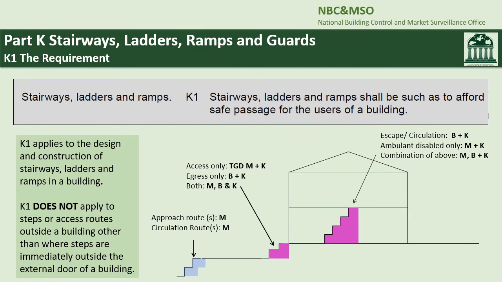Requirement K1 only applies to design and construction of stairs, ladders, and ramps in a building. K1 does not apply to access routes outside a building, but other requirements of TGDs or other statutory requirements may need to be met. The diagram on the slide illustrates the various TGD requirements in regard to stairs in a building, stairs immediately outside a building, and on approach routes.